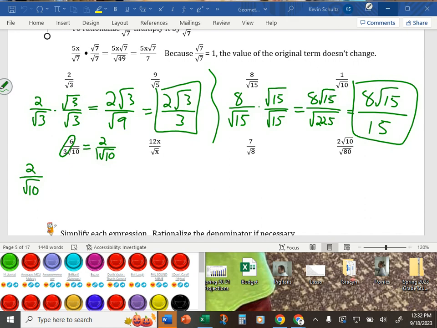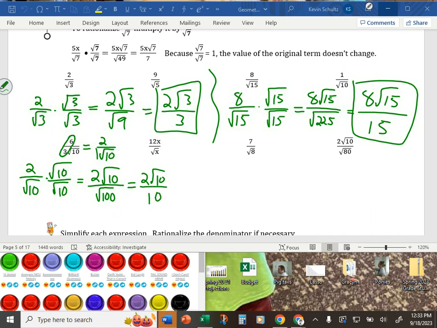Because we still have to rationalize, right? So now this step would be to multiply by root 10 over itself. Which is 2 root 10 over root 100, right? That root 100 is a perfect square to give us 10, and so our final answer is 2 root 10 over 10. But are we done?